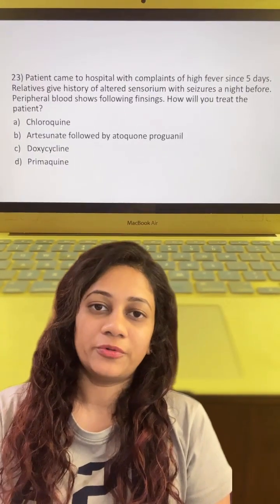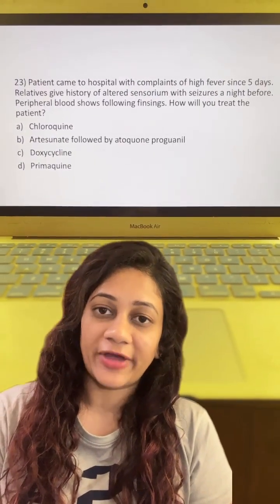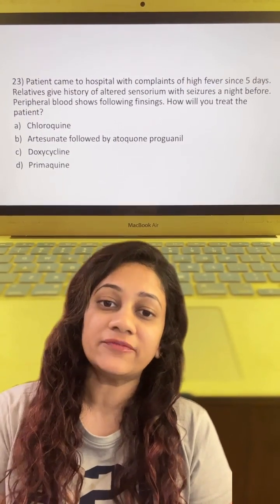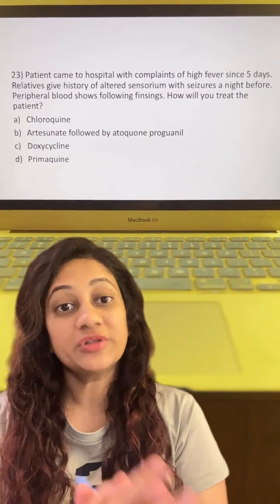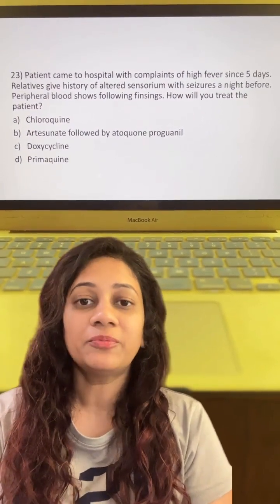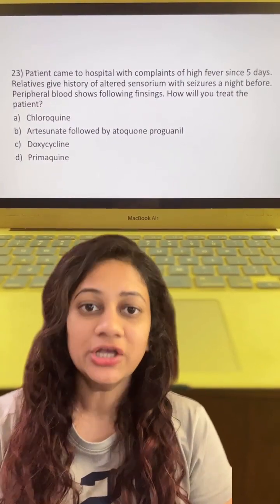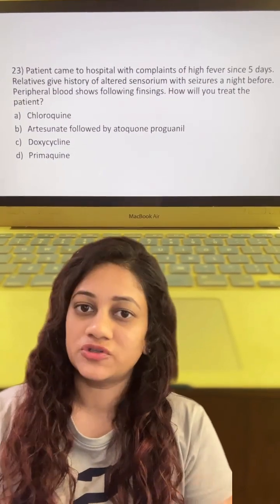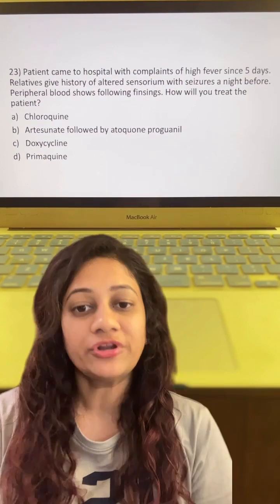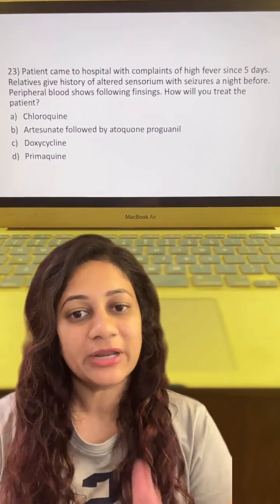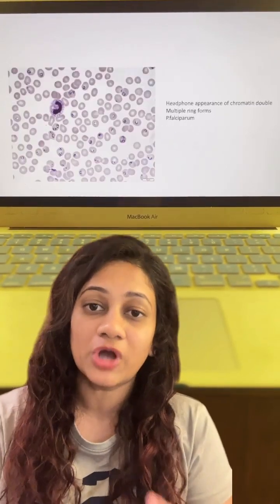Patient came to the hospital with complaints of high fever since 5 days, and relatives are complaining that the patient was suffering from altered sensorium with seizure the night before. Peripheral smear findings are shown in the next slide. How will you treat the patient? Options are chloroquine, artesunate, doxycycline, primaquine. Now, after reading this, you should know that this is a malaria case. But how will you come to the conclusion?